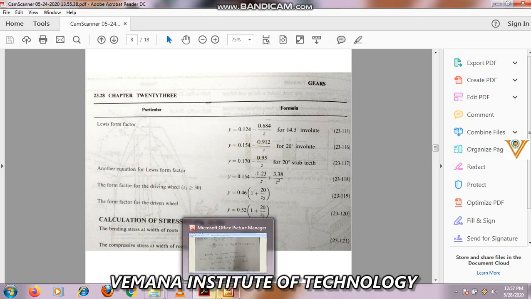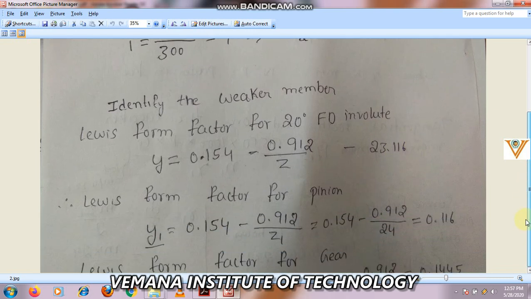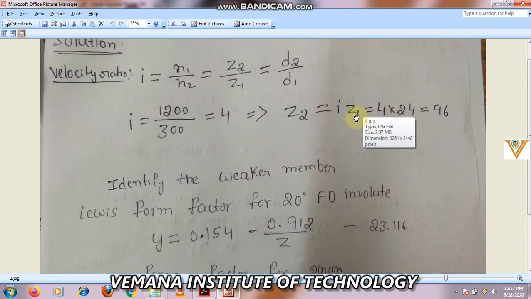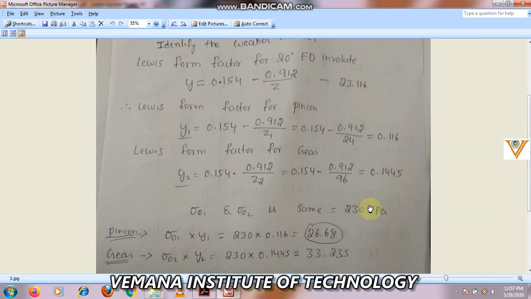So I have noted down the Lewis form factor equation for 20-degree full depth involute from equation number 23.116. For the pinion, make Z as Z1. Z1 is known, given as 24, and Z2 is found to be 96. So find out the Lewis values Y1 and Y2. For the pinion that is 0.116, for the gear it becomes 0.11445.